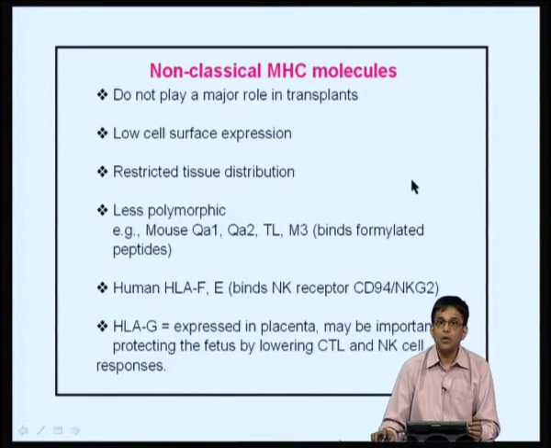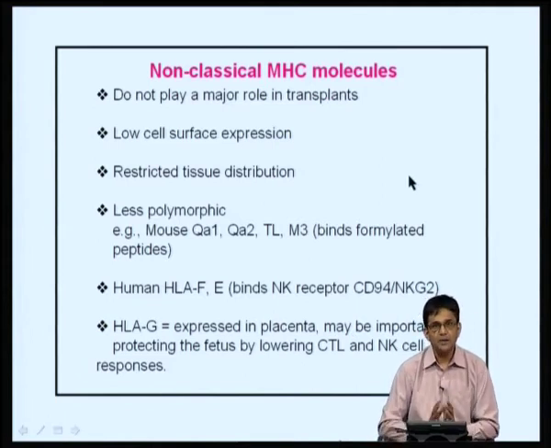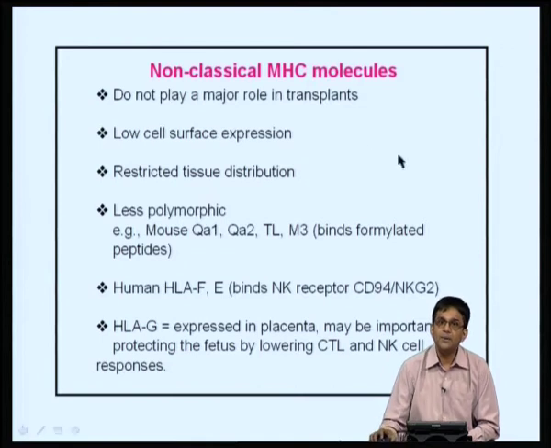And coming to non-classical molecules, as I mentioned, the classical ones are the MHC class 1 and class 2. And these are the ones that are really important for transplant or organ rejection. Whereas the non-classical MHC molecules do not play a major role in transplants. They have a low cell surface expression, they have a restricted tissue distribution, which means they play a role only in certain situations, and they are not as polymorphic as the classical MHC molecules. But their roles for some of them have been shown.